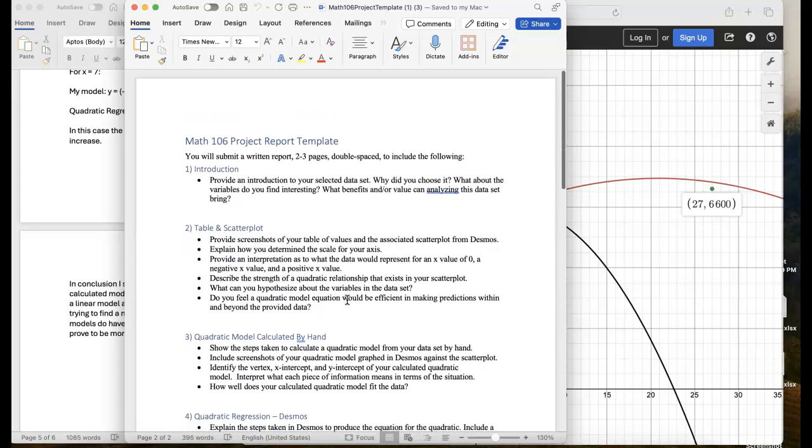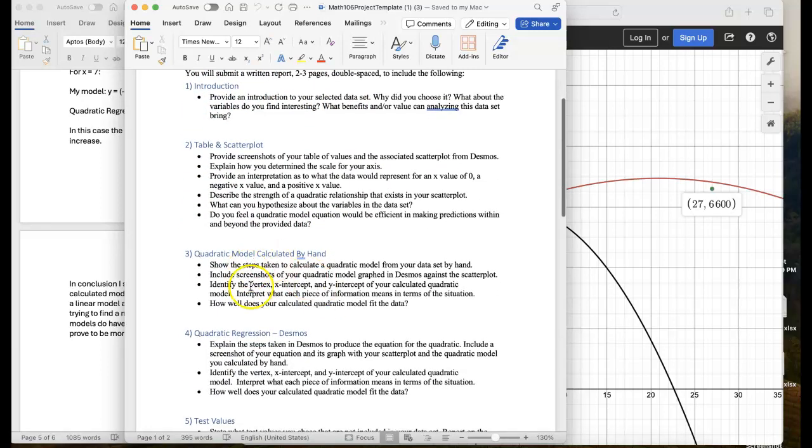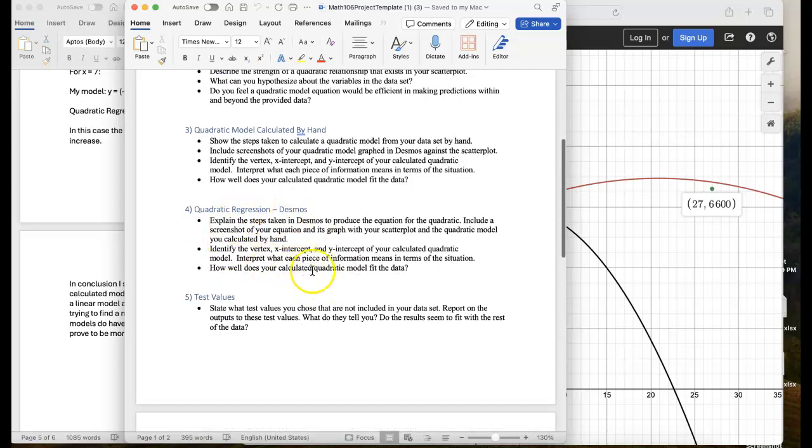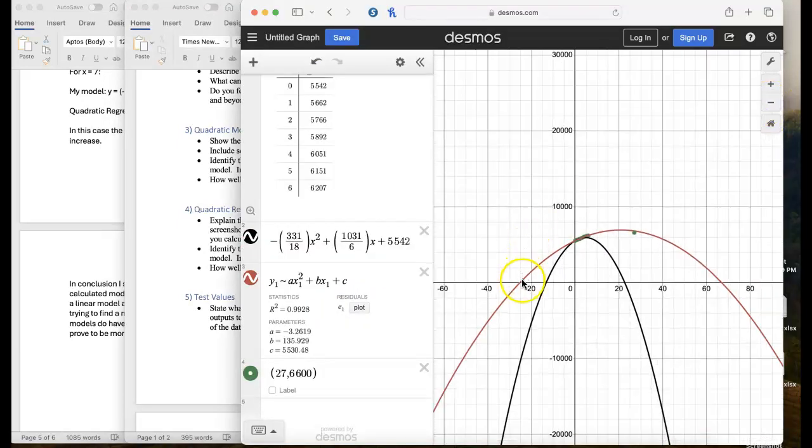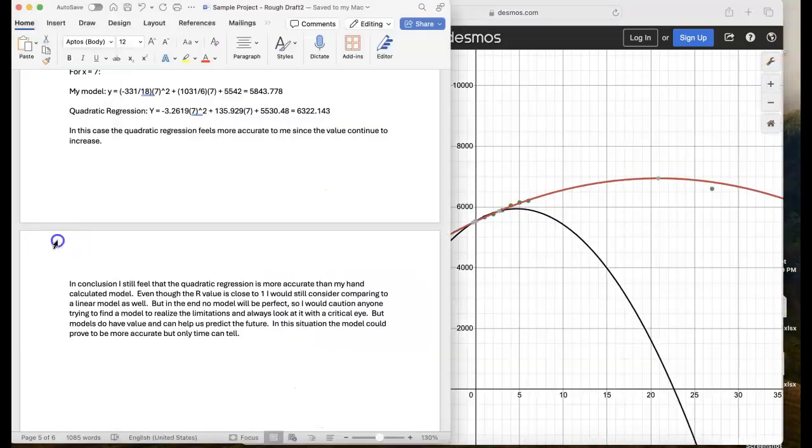So I think that kind of goes through the second half. So you have your introduction, you go through your table, you scatter plot it, you're looking at it, then you calculate your own model. I think that's probably going to be the hardest part. Then you do your quadratic regression in Desmos. The hardest part here is going to be discussing it, finding the x-intercept, y-intercept. Again, you can zoom out. You can find it. Desmos will do it for you. You're welcome to do it by hand, but Desmos will do it for you. So take advantage of that.